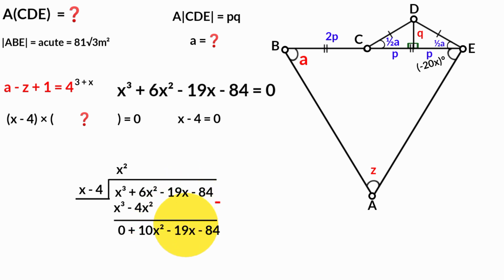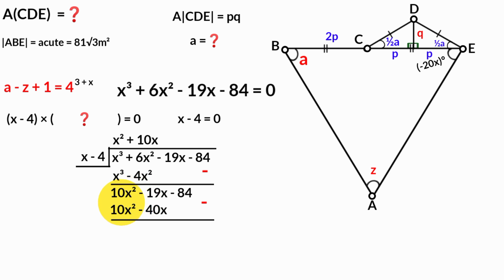This will come down. Plus 10x divided by this x is 10x. 10x times x minus 4 is 10x squared minus 40x. 10x squared minus 10x squared is 0. Minus 19x minus 40x is minus 19 plus 40x, which is 21x. This minus 84 will come down. 21x divided by this x is 21. 21 times x minus 4 is 21x minus 84. This 21x minus 84 minus this 21x minus 84 is 0.